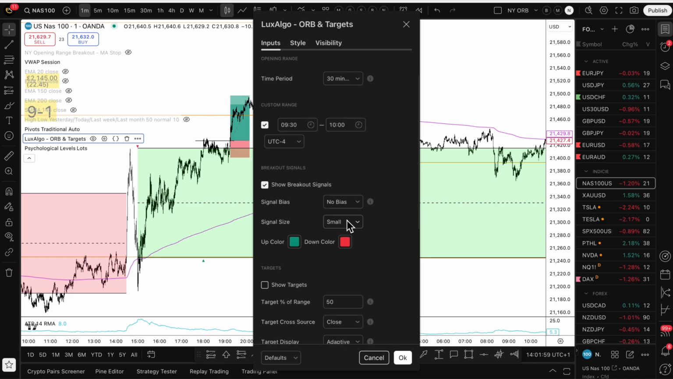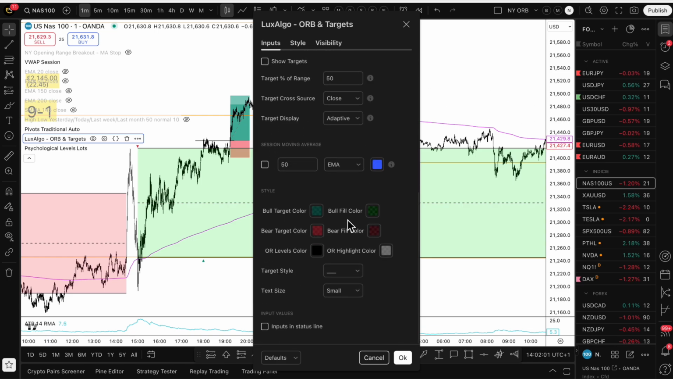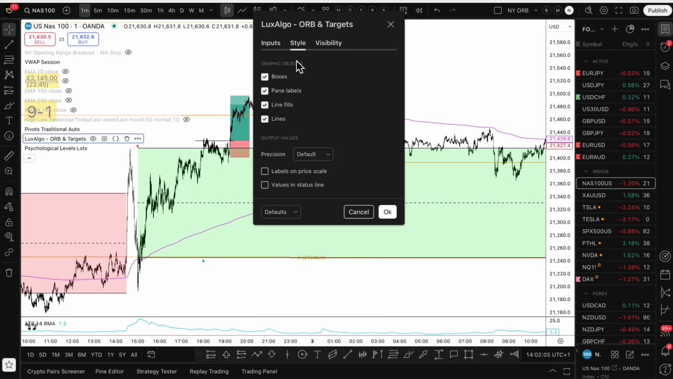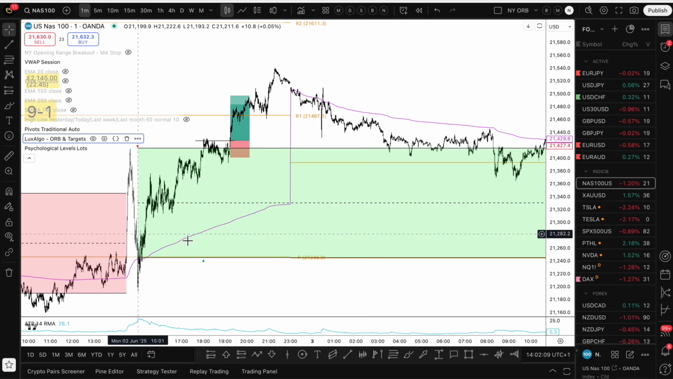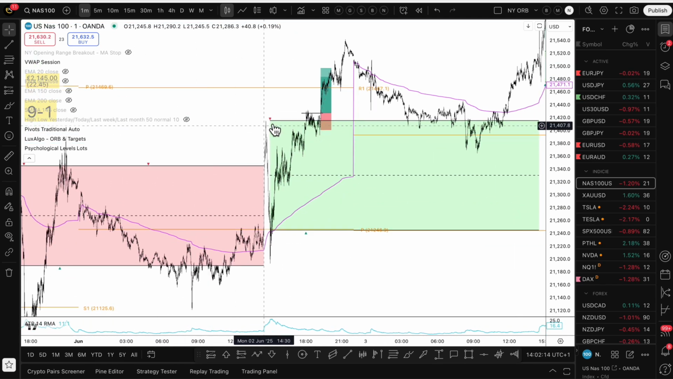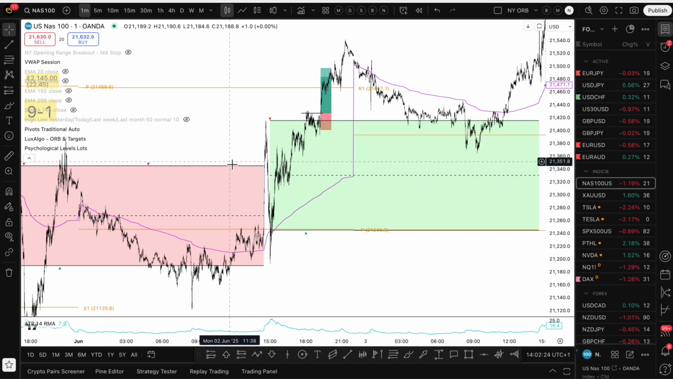So here are the settings for this indicator, and here are the other settings. Now that's just basically this green area here and this red area here. So this is the high and low of the 30-minute candle that printed from 9:30 to 10.